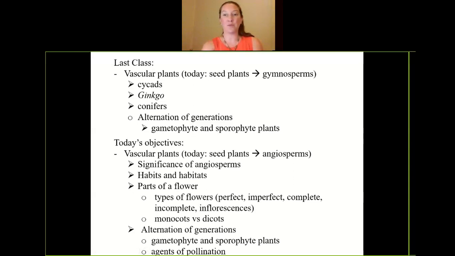So the angiosperms are the flowering plants. And we're going to talk about why they're significant, which we've already covered in the first class a little bit, what their habits and habitats are, parts of the flower. So flowering plants must have flowers. So we're going to talk about parts of the flower, types of flowers, monocots versus dicot flowers, and then alternation of generations as it pertains to the angiosperms, and finish off with agents of pollination.